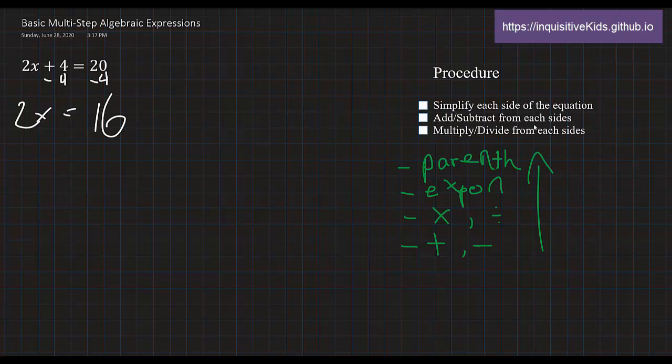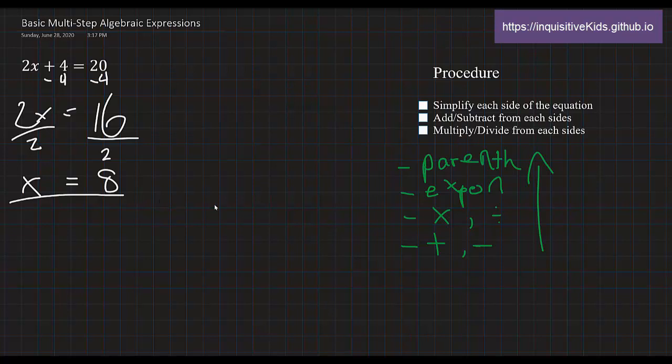The next step is to multiply and divide from each side. Remember, again, the same value. So over here, we have 2x divided by 2, and on the right side, we'll do 16 divided by 2. 2 times x divided by 2, the 2's cancel out, so we just have an x, and 16 divided by 2 is equal to 8. So we have the equation x is equal to 8.